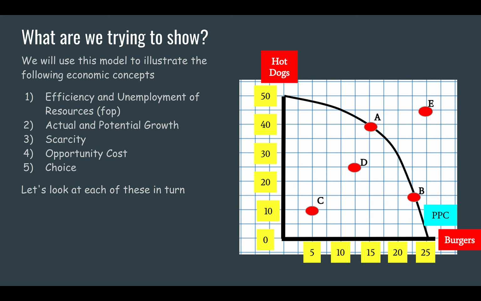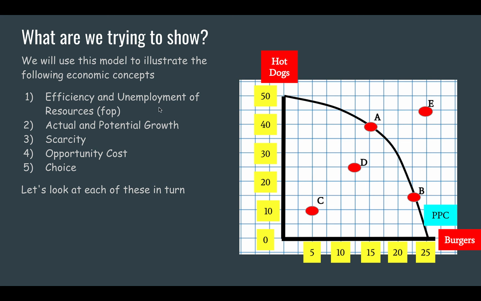We will use this model in later videos to show a few things. Efficiency, and unemployment of resources. Don't forget, we're assuming that any combination of hot dogs and hamburgers that exists along this line, which is the production possibilities curve, otherwise known as production possibilities frontier, means that we're using all of our resources, all of our factors of production, efficiently.